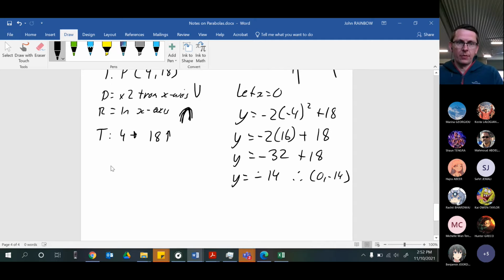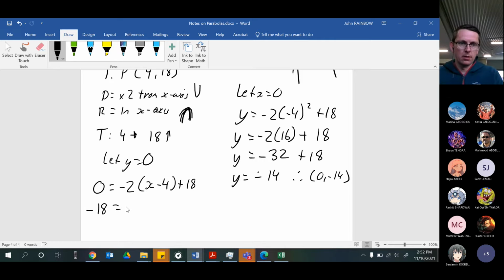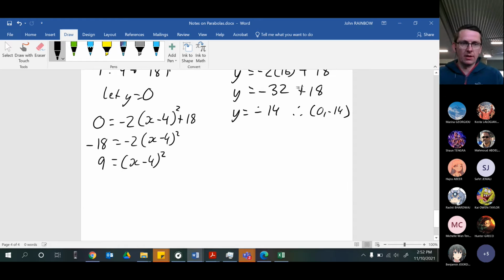Let's also find where the x-intercepts are. So we're going to let y equals 0. It's going to be 0 equals -2 bracket x minus 4 plus 18. Minus 18 on both sides. Divide by -2. It now makes it positive. If this isn't positive when you have a square root, it means there's no intercepts. And we'll look at that one after this.